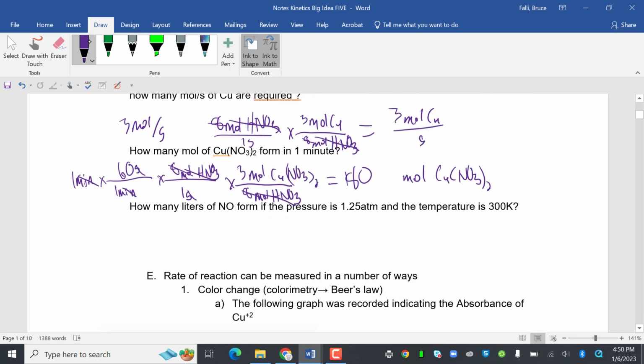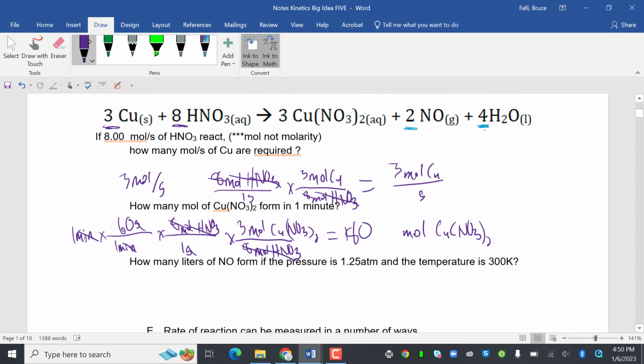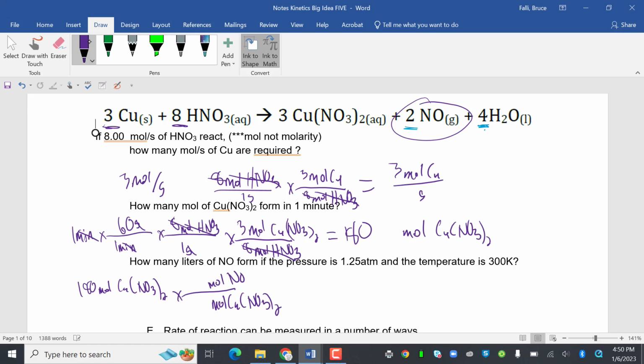All right. How many liters of NO form if the pressure is 1.25 atmospheres and the temperature is 300? On this one, we get to go back into a little more gassy stuff. So how many liters of NO form? I know I have 180 moles of CuNO3 taken twice. I'm going to convert that into moles of NO. I'm going to get rid of moles of CuNO3 taken twice and go into moles of NO. And moles over moles use coefficient. So I have 2 NOs and 3 of these, and that's going to give me an answer.